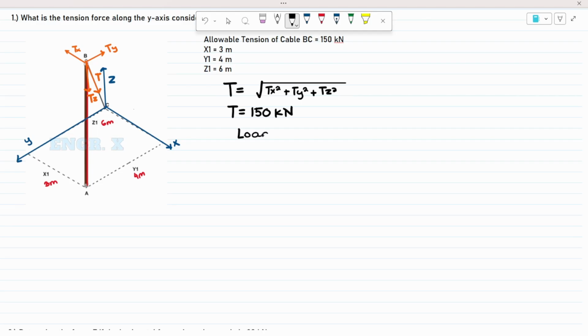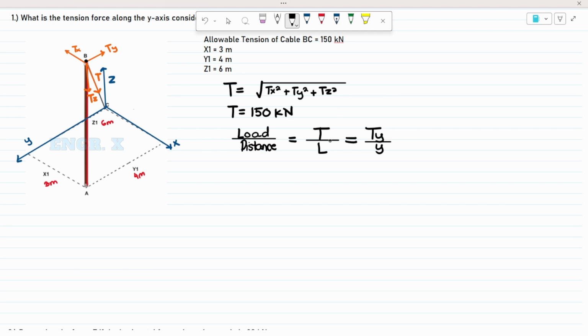Load all over distance. We have T all over one distance L. Okay, we don't have L yet. L is the distance of point B relative to C. This distance is like the length of the cable, length BC. This is L. So we will equate this to Ty and the component, or the Y distance.